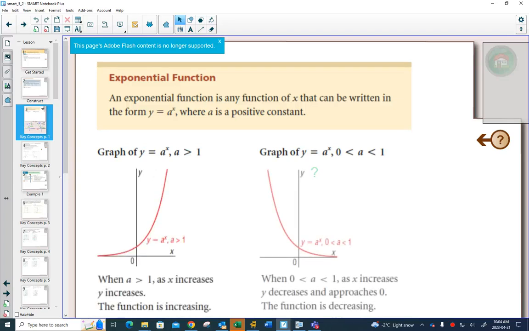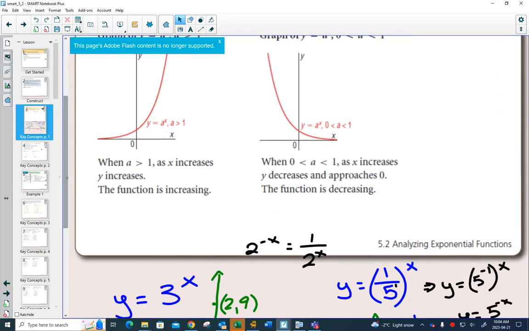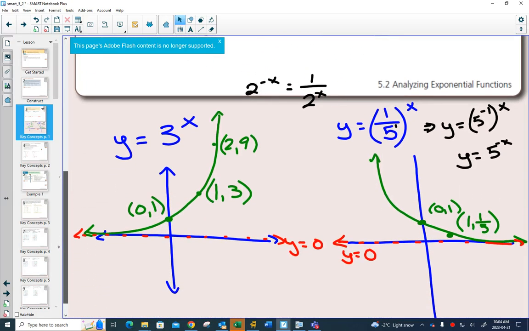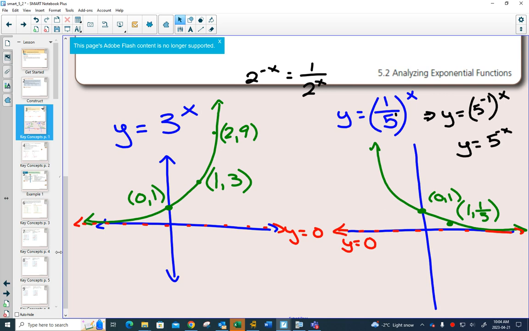On page 345, they have the basic shape of both exponentials. I would like you to draw with your red pen a dotted line on both of these, labeling the horizontal asymptote. And I just added some more graphs. Just for practice, you can draw them on 5.2, page 345, off to the side.